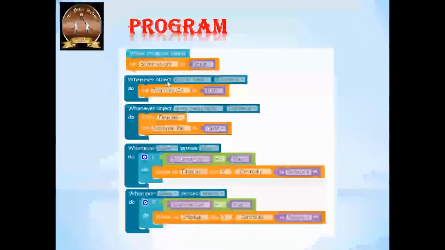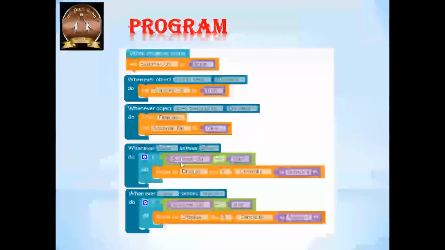And when an object comes near the distance sensor, that means if someone's thumb is coming near it, then it will turn the scanner on and the condition will become true. And if someone goes away from it, again no display and the scanner will be off. So these two are the conditions for controlling the distance sensor, because it is going to send a signal to the color sensor.